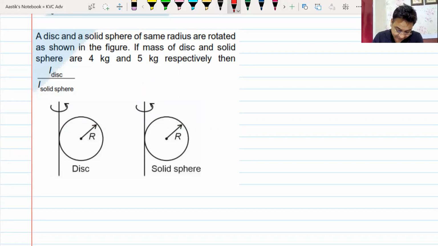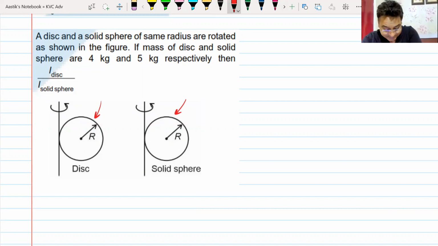This is a disk. What is the moment of inertia of this disk about this axis? 5 by 4 mr square. Solid sphere about this axis? 7 by 5 mr square. You just divide it, you get your answers, and you stay happy. Do you understand this? Yes.